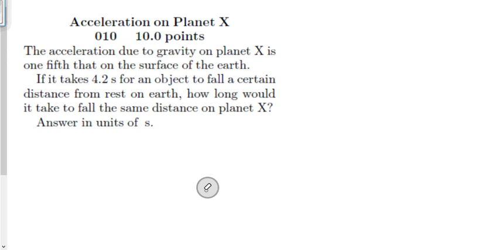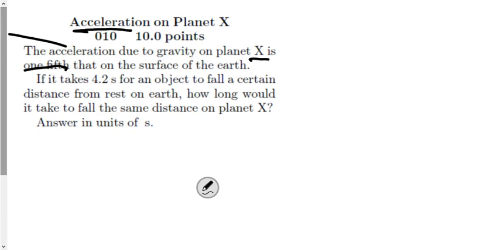Hello, everybody. Today we are talking about this problem with Planet X. Believe it or not, this is going to be one of the bigger multi-step problems they're going to do this year. There's actually going to be 3 steps. It talks about how you're going to have acceleration on a new planet, and on Planet X, you have an acceleration that's 1/5. We'll deal with that in a little bit.